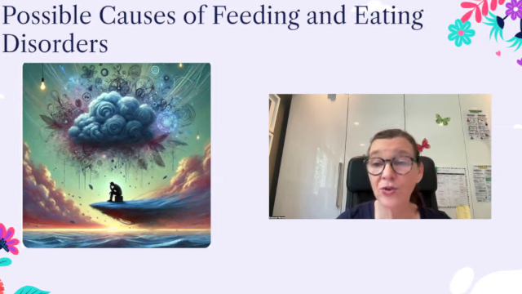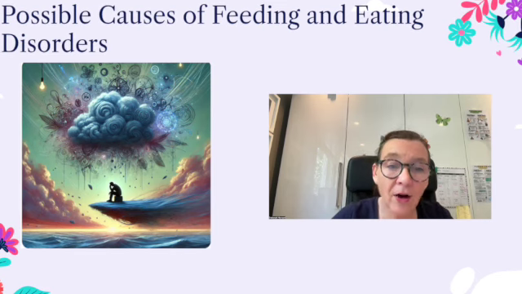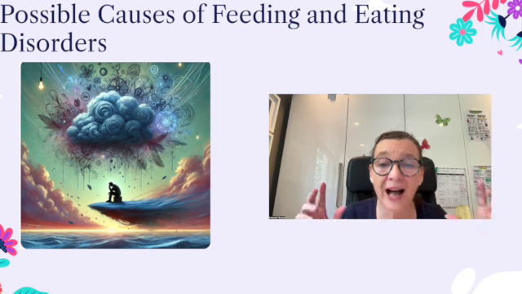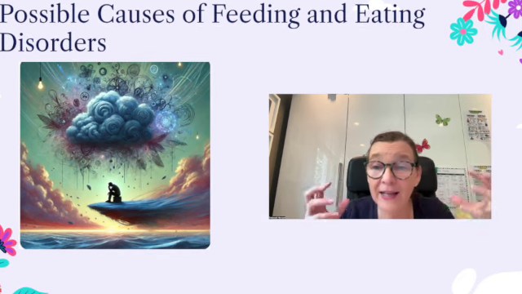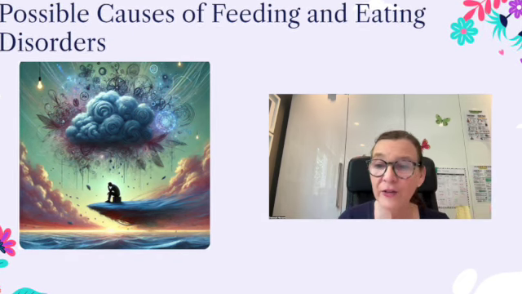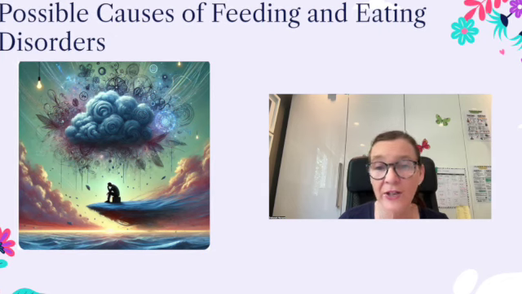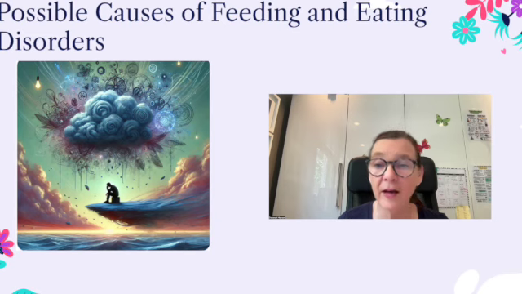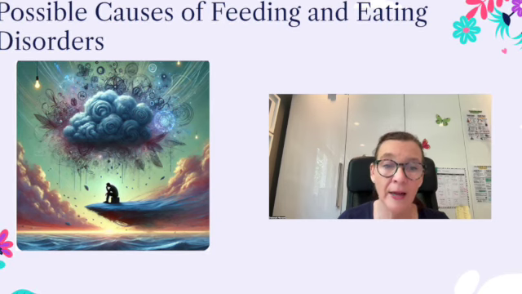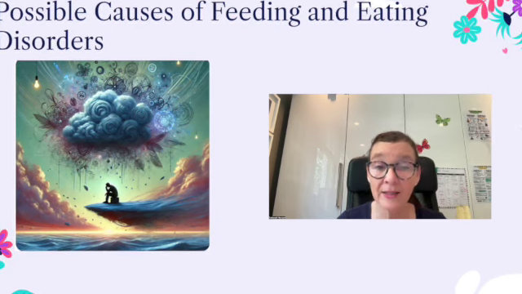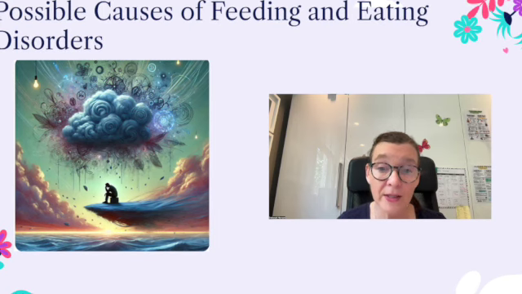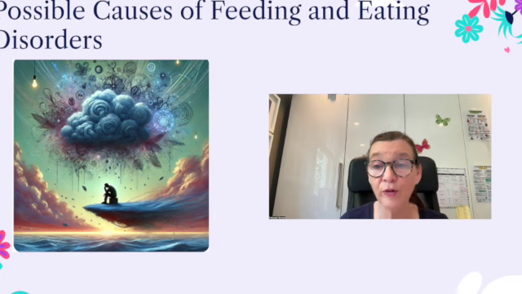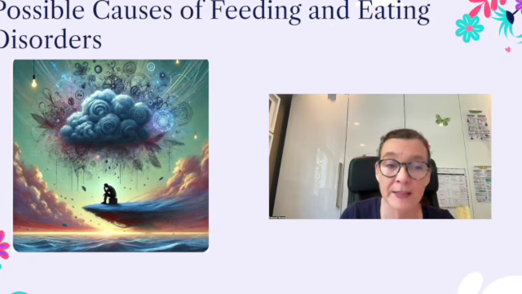Next, we're going to look at social and cultural causes. We also can't ignore the influence of society and culture, the pressure to achieve an ideal body, that perfect body image, often promoted by social media, fashion, and entertainment industries. This can lead individuals to internalize unrealistic beauty standards. And when thinness is seen as a symbol of success or self-worth, it can increase the risk of disordered eating, especially in young people who are much more vulnerable to these external influences.